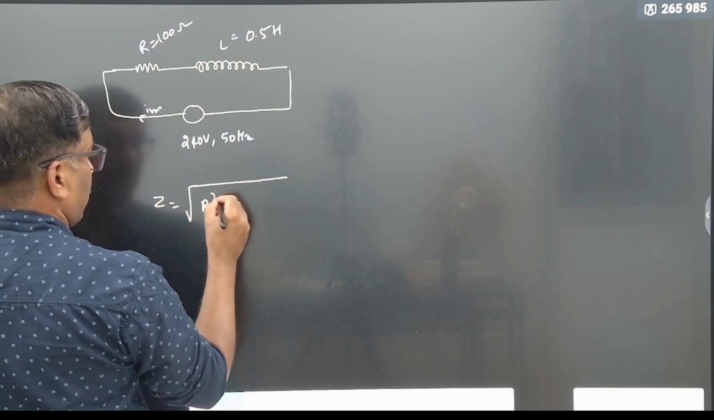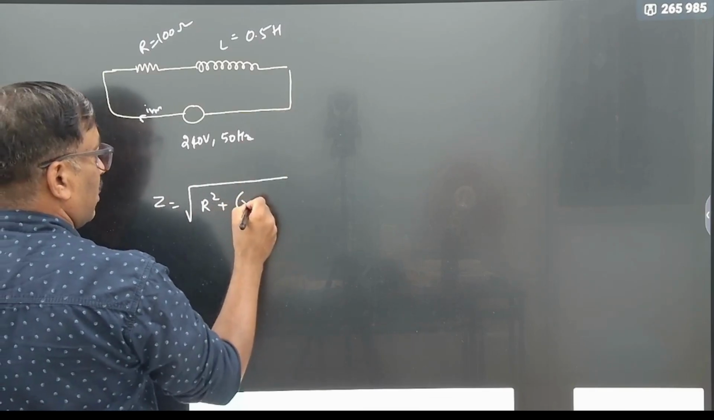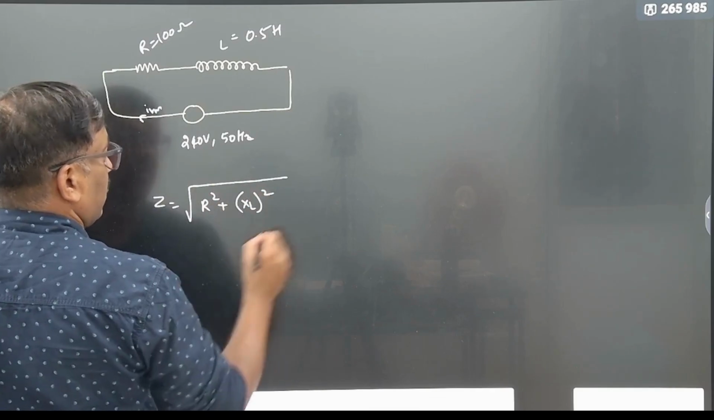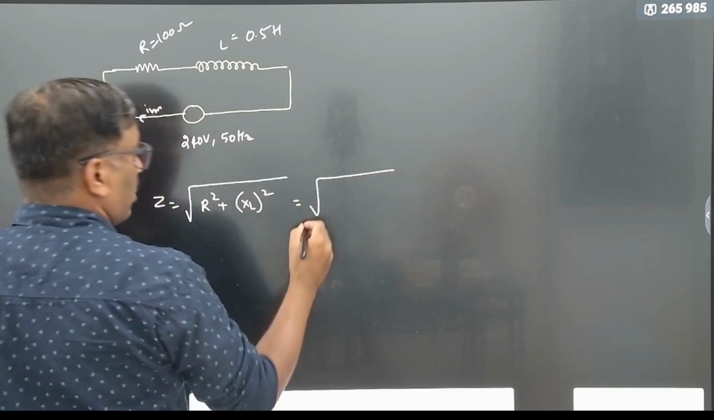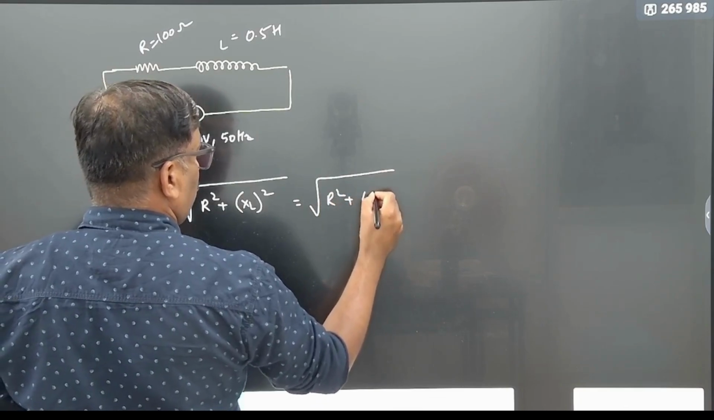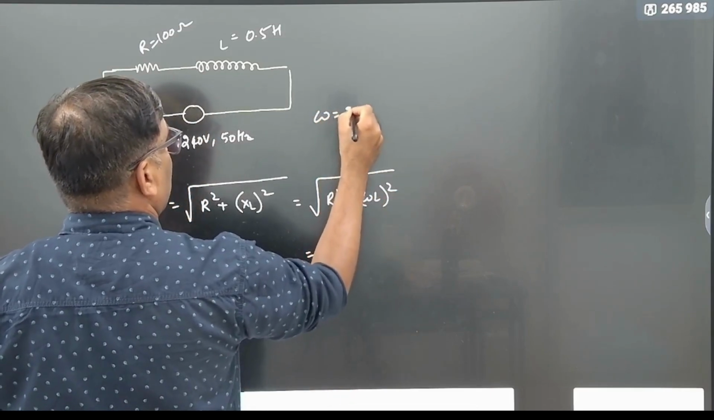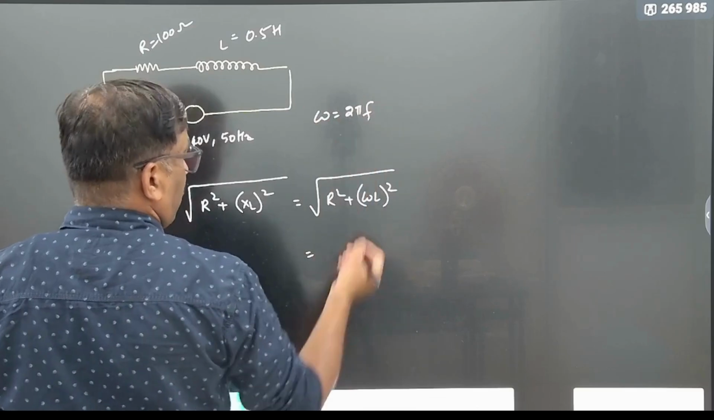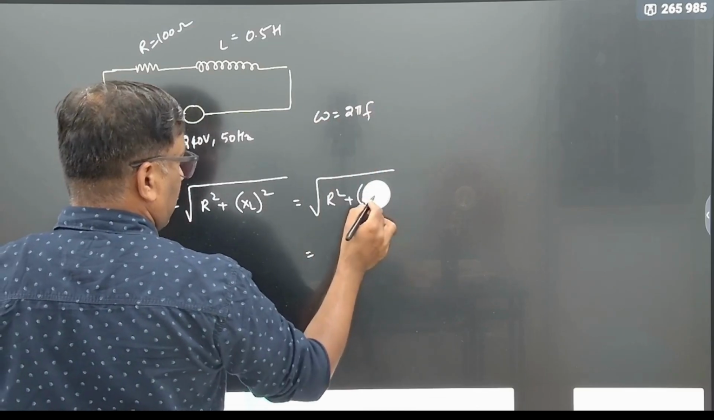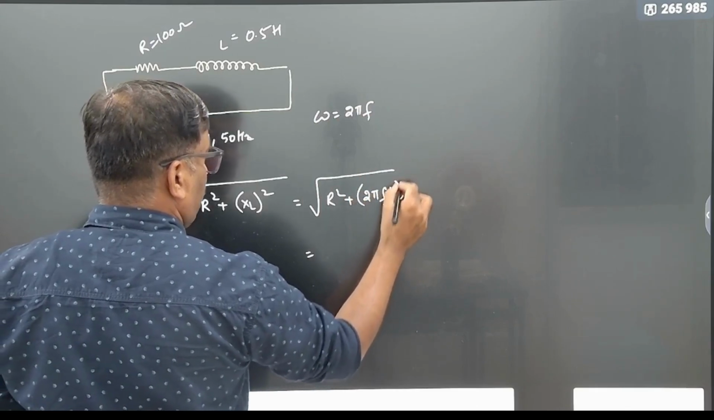Therefore it is the square root of R square plus XL minus XC whole square. XC was not there, therefore XL whole square. Clear? So root of R square plus XL whole square. XL is nothing but omega L. Substitute, you know, omega you can write as 2 pi into F, so rewrite it as 2 pi into F into L whole square.